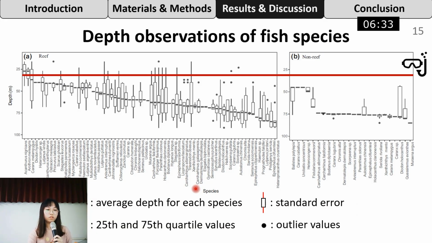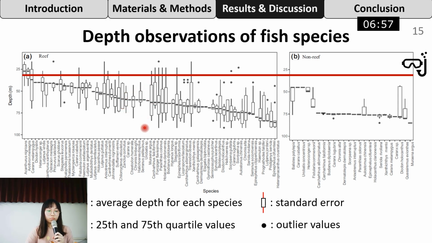And this figure shows depth observations of fish species. The red line represents the maximum depth reachable by scuba divers, which is approximately 30 meters. In other words, species found below this line are less likely to be recorded through diving surveys. And the horizontal lines mean the average depth for each species.